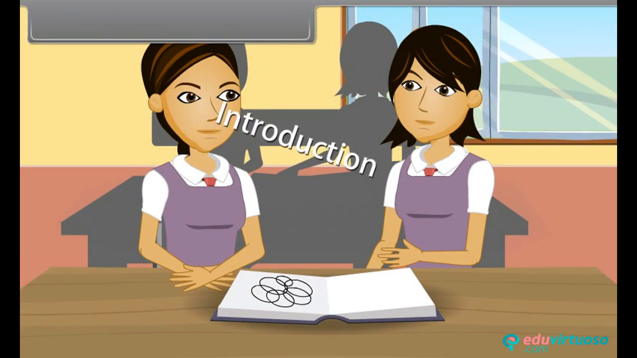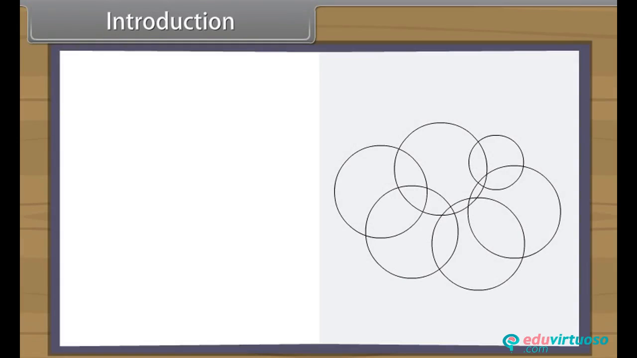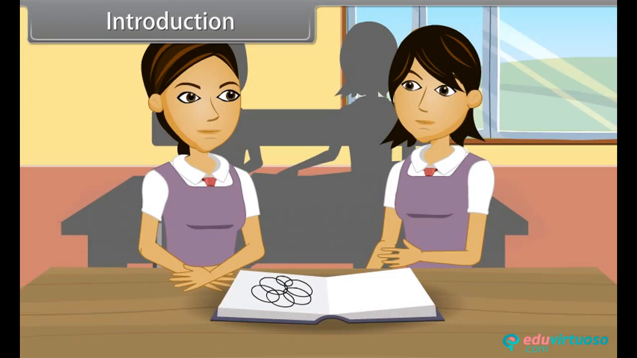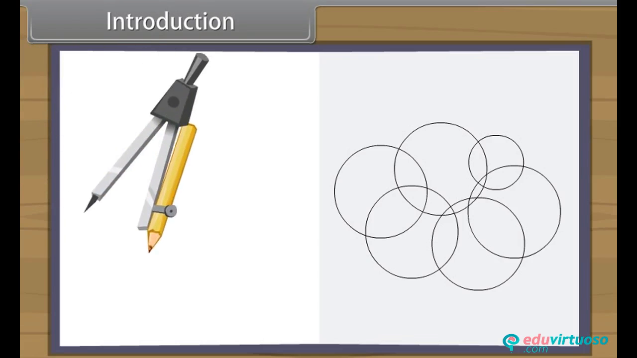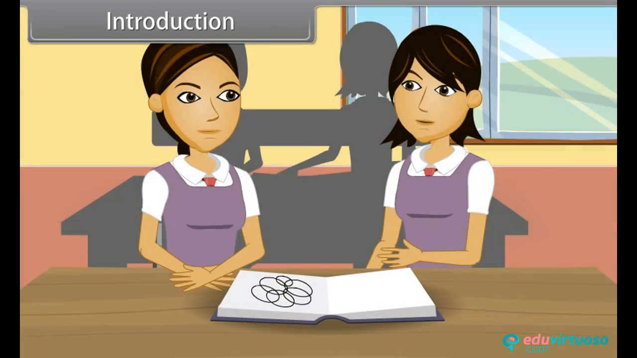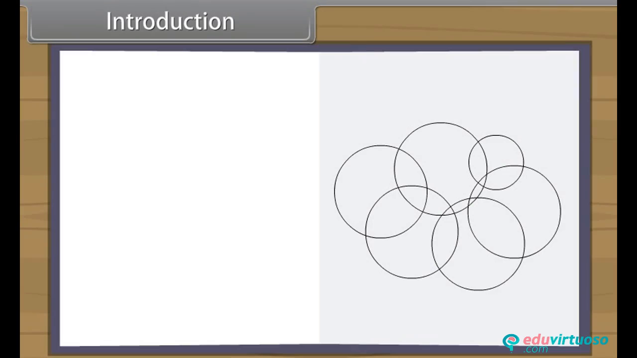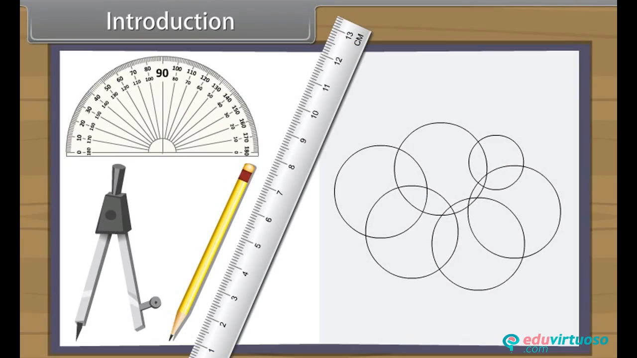Introduction. Hey Radha, what are you doing? Wow, very beautiful. How do you make this? I made this with the help of compass and pencil. But do we really need a compass to make these circles? Yes, to make an accurate figure, we need all these geometrical stuff.